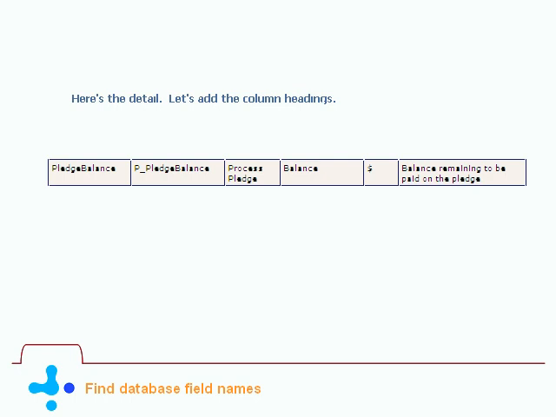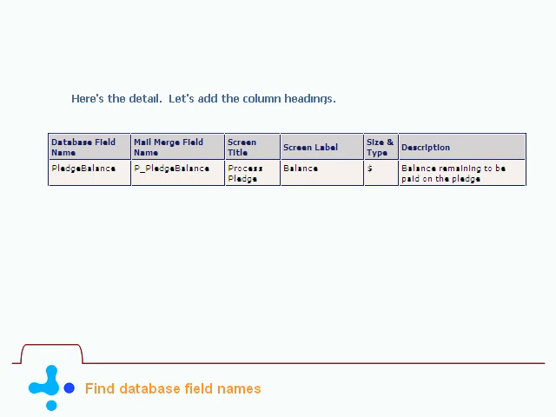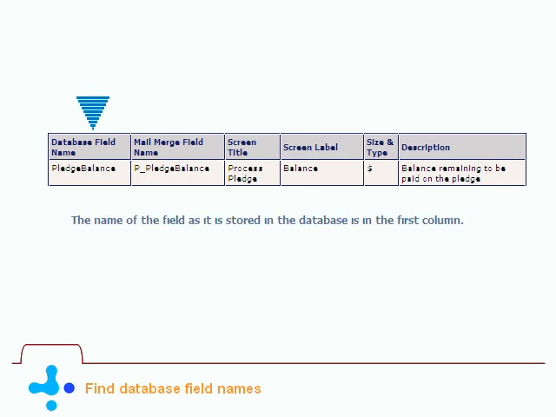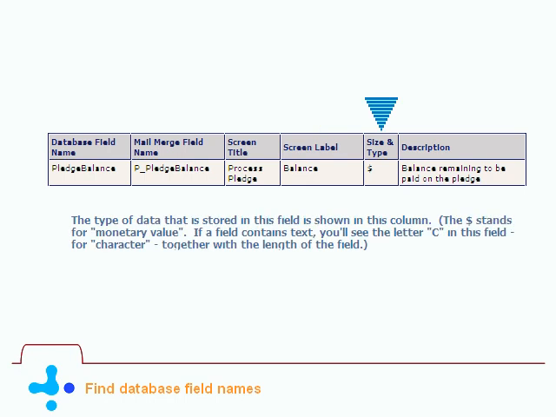Here's the detail. Let's add the column headings. The name of the field, as it is stored in the database, is in the first column. The form you would use to include this field's value in a mail merge is in the second column. The name of the tab or screen where this field appears in ResultsPlus is in the third column. The label of the field, as shown in ResultsPlus, appears in this next column. The type of data that is stored in this field is shown under Size and Type.